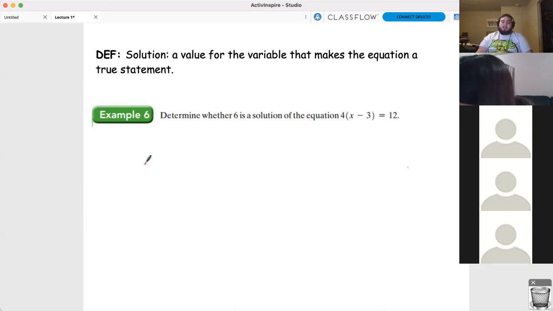Example 6. Determine whether 6 is a solution of the equation 4 parentheses x minus 3 parentheses equals 12. Now we're not solving it yet. If you know how to solve it, perfect, you can find out yourself if it is a solution or not. But this lesson isn't based off of solving. It's about checking. Do you know how to check if something is a solution of something?